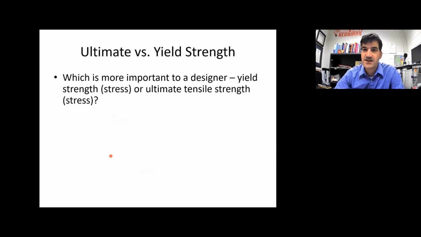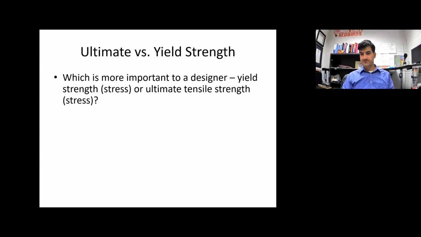All right, here's a little bit of food for thought. Let's say you're designing a part. You're designing a beam for a chassis for a car body or something like that. It doesn't matter, whatever it is. A beam for a bridge, something like that. Which is more important for you to know to work with? Is it more important for you to know the yield strength, or yield stress, of the material, or is it more important to know the ultimate tensile strength, aka ultimate tensile stress, of the material? What do you think?